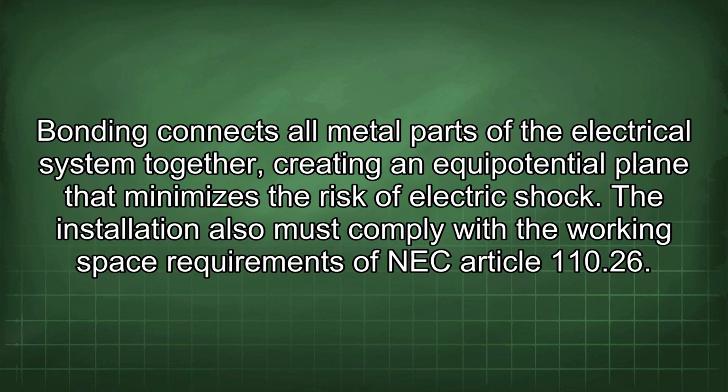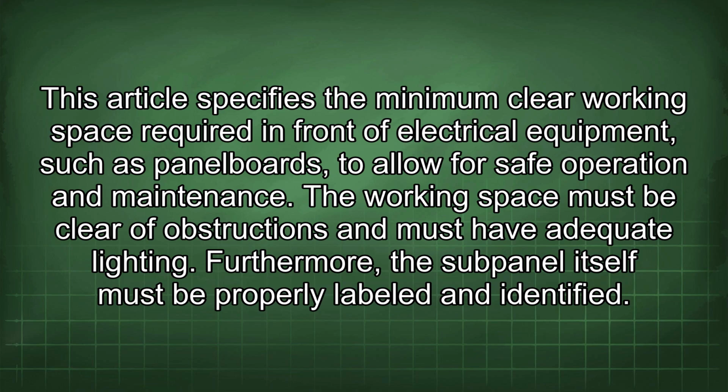Bonding connects all metal parts of the electrical system together, creating an equipotential plane that minimizes the risk of electric shock. The installation also must comply with the working space requirements of NEC Article 110.26. This article specifies the minimum clear working space required in front of electrical equipment, such as panel boards, to allow for safe operation and maintenance. The working space must be clear of obstructions and must have adequate lighting.